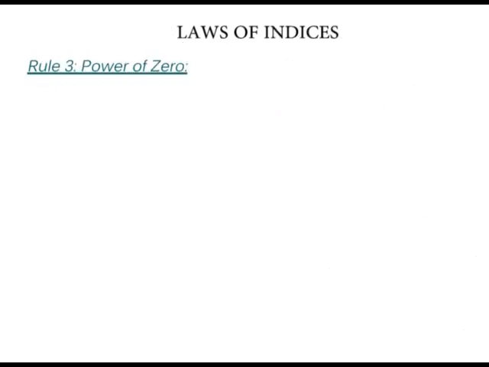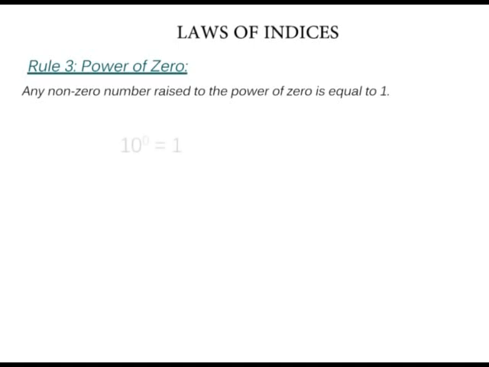Rule number 3, the power of 0. Any non-zero number raised to the power of 0 is equal to 1. So 10 raised to power 0 is equal to 1. 25 raised to power 0 is equal to 1. A raised to power 0 is 1. X raised to power 0 is 1, and so on and so on.